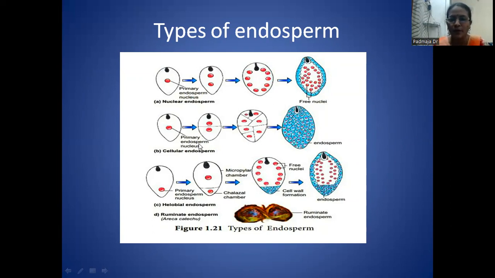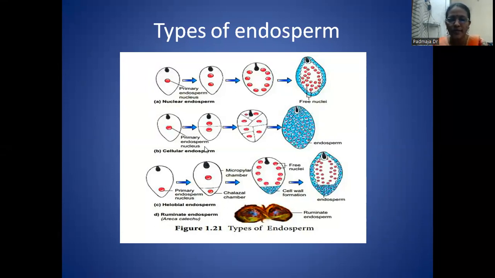And the cellular type of endosperm. Here the nucleus will divide, and at the same time the wall formation is also taking place. So like this, it resembles cells in the endosperm. So the name itself is the cellular endosperm.